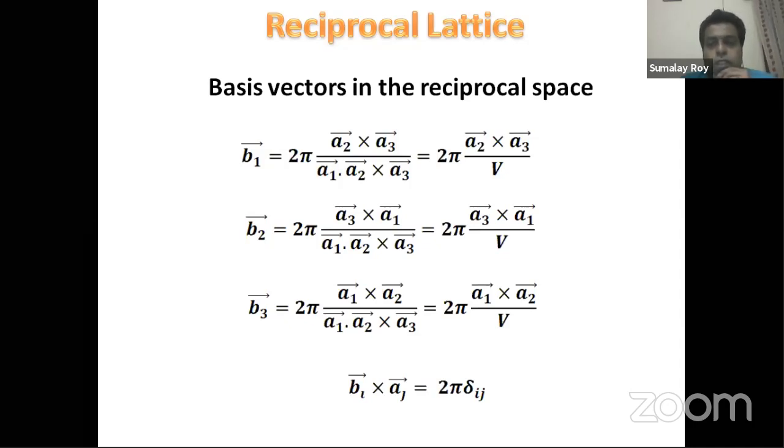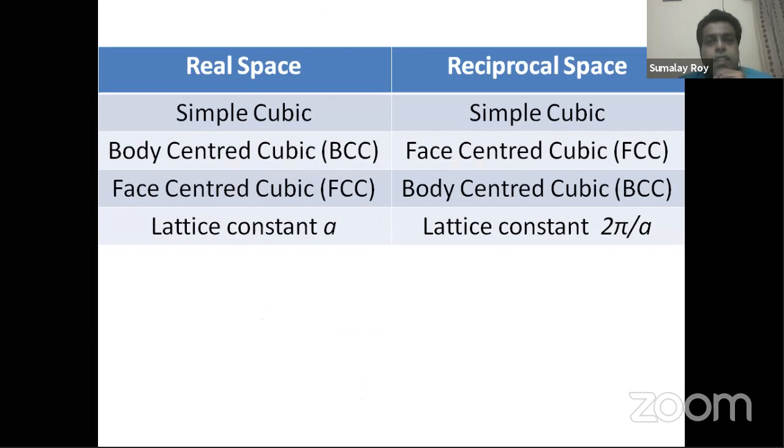Okay, so after that, this is also very common. All of you must have studied this: with these basis vectors, we know the basis vectors of a simple cubic lattice, a body-centered cubic lattice, and a face-centered cubic lattice. If we convert them into the reciprocal space, simple cubic remains simple cubic, body-centered cubic becomes face-centered cubic, and face-centered cubic becomes body-centered cubic. Every standard textbook discusses this.